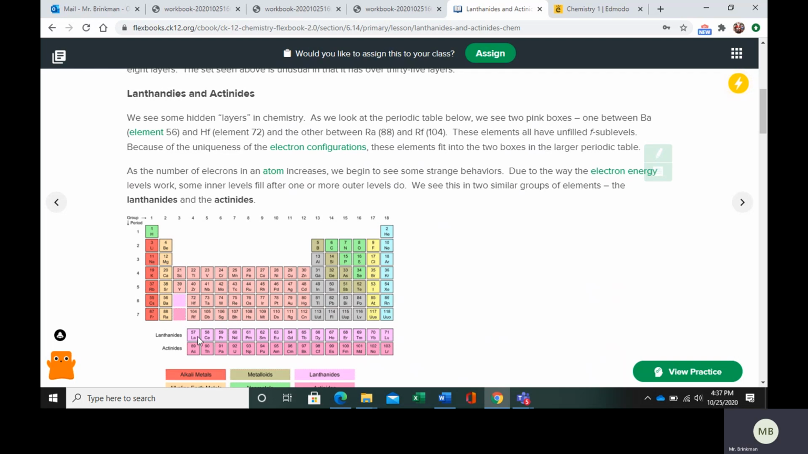So these ones, we are filling the F sublevels, okay? So it's kind of unique. They're still arranged in terms of atomic number, but they're kind of taken to the side here because they're different in terms of blocks and how their orbitals fill. All right. And this is kind of a common theme that some inner levels are going to fill after one or more outer levels do. And this will make sense in just a little bit.